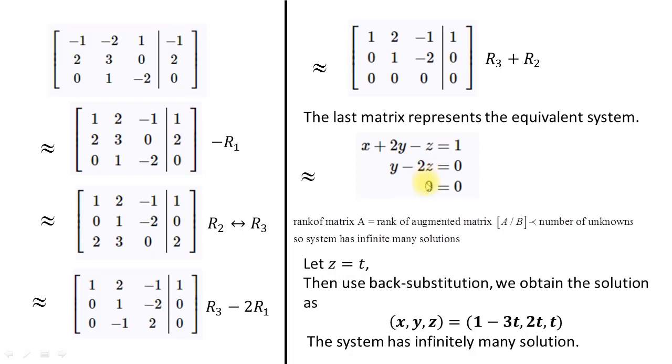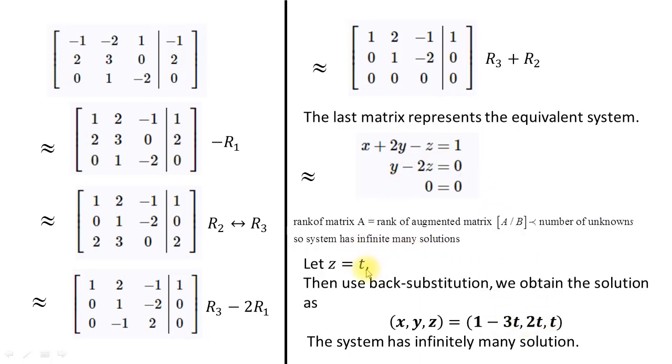So putting z is equal to t, we obtain y is equal to 2t. Putting the value of z as t and the value of y as 2t in the first equation, 4t minus t is 3t, and x is equal to 1 minus 3t. So this is the value of x: 1 minus 3t. The value of y is 2t and the value of z is t.